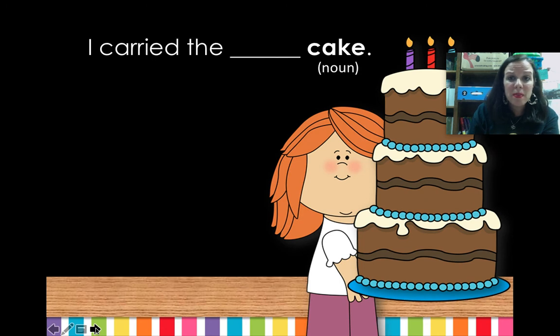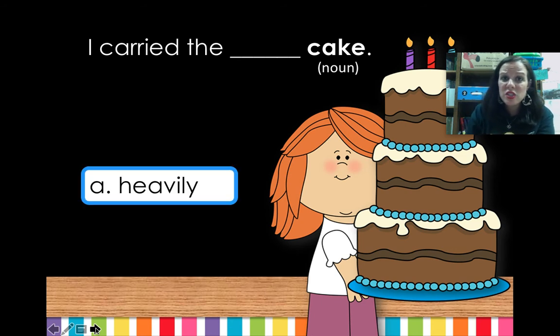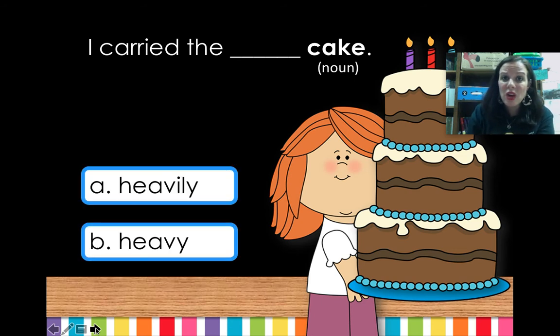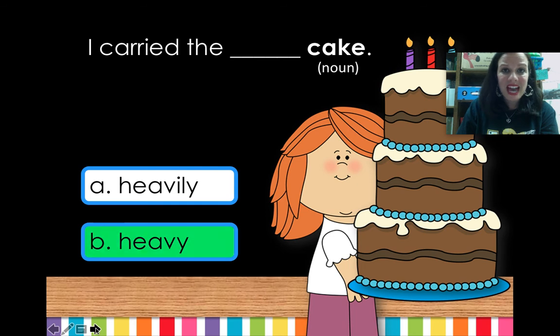I carried the blank cake. Cake is a noun. I need a describing word that tells what kind or how many. My choices are heavily or heavy. I carried the heavy cake. I don't need ly. It's not being used as an adverb. It's being used as an adjective.